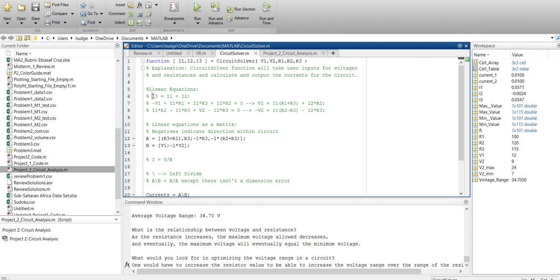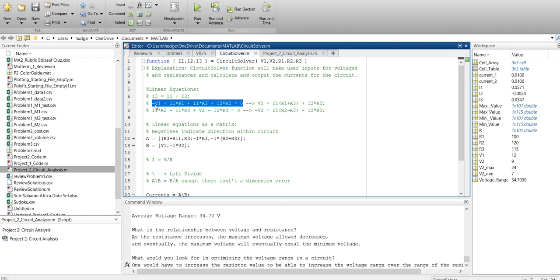Here are the three equations that we've used. The first one is that the third current is equal to the first and the second current. And then from here, we also found the other two equations. The negative of the first voltage value plus the first current times the first resistance value plus the first current times the third resistance value plus the second current times the second resistance value should equal 0.